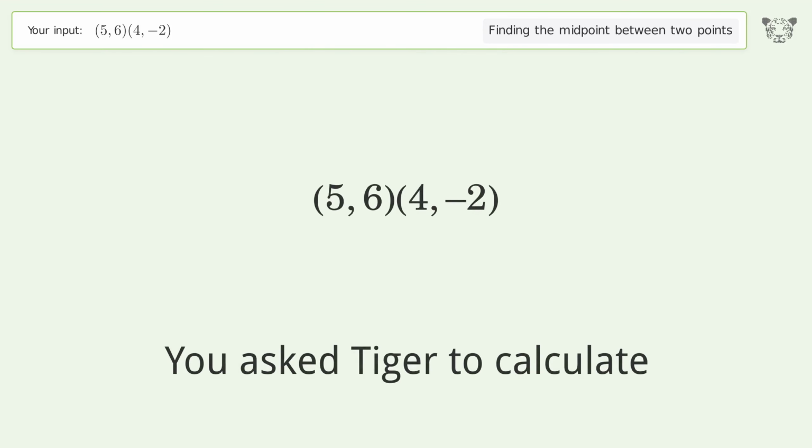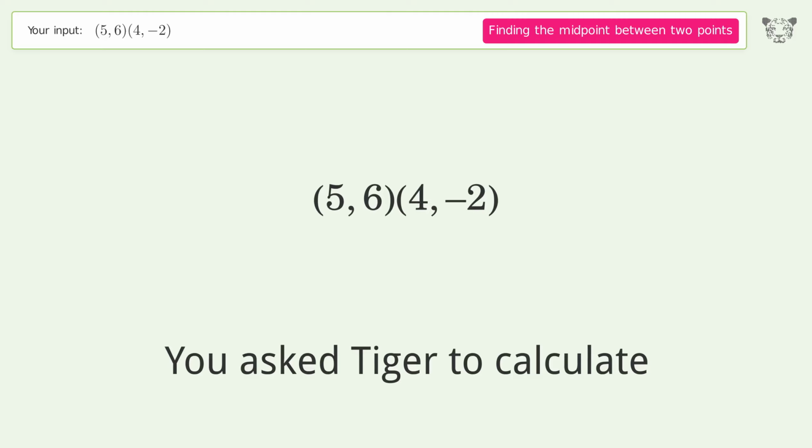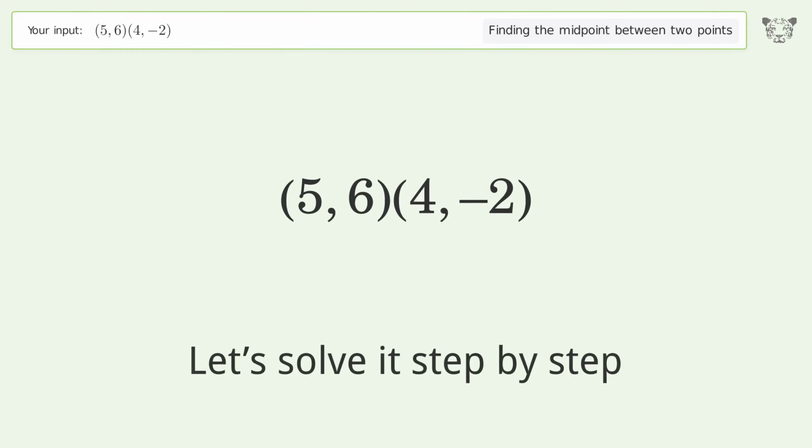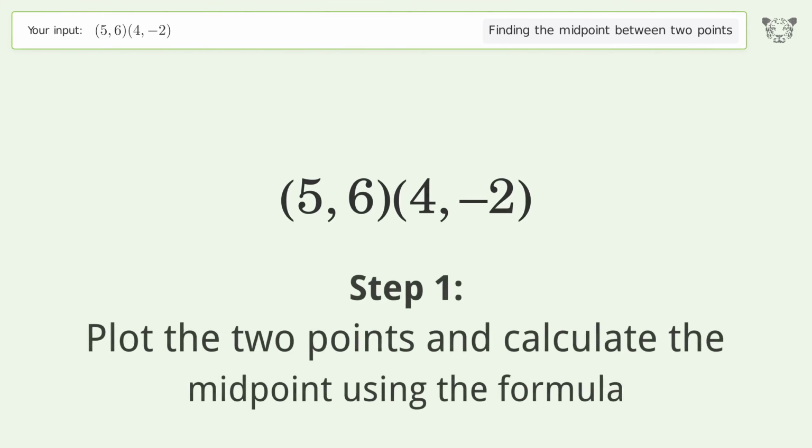You ask Tiger to calculate. This deals with finding the midpoint between 2 points. The midpoint between the 2 points is 4.5, 2. Let's solve it step by step. Plot the 2 points and calculate the midpoint using the formula.